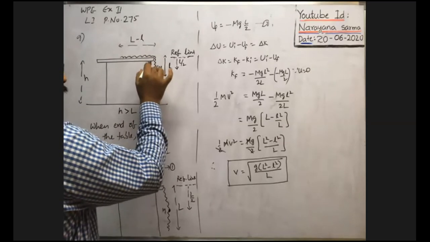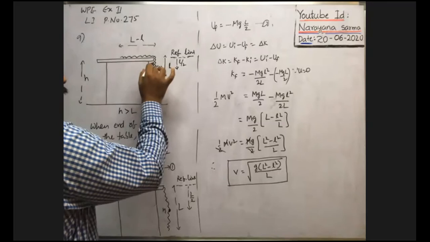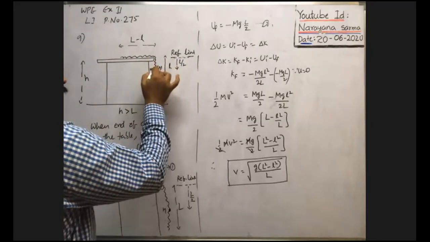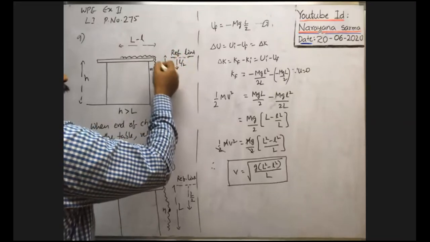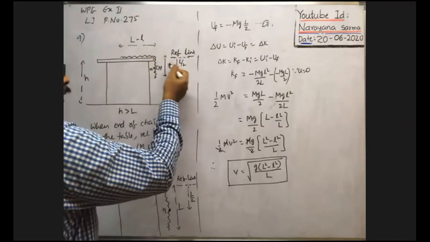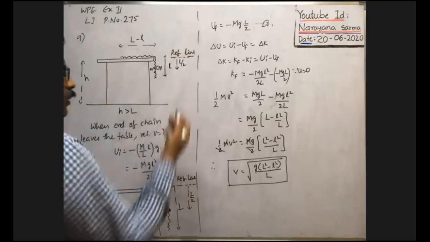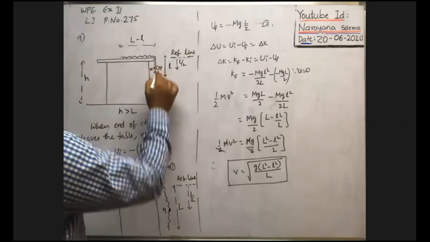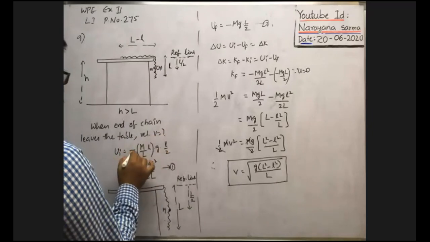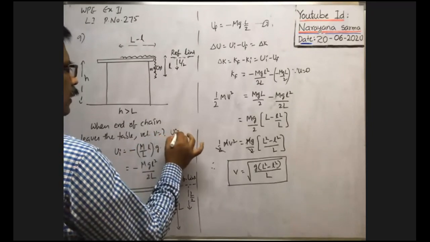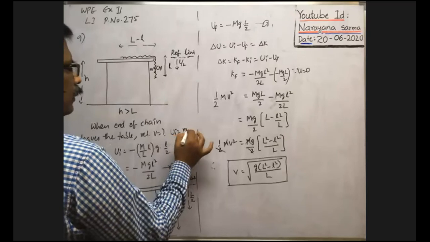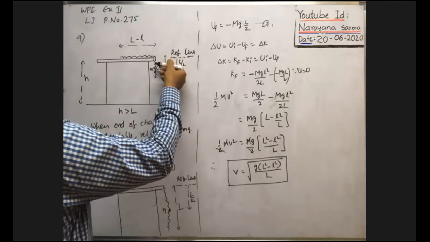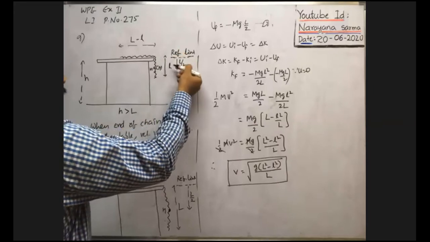Then what is the potential energy of this hanging part with respect to reference line? From the reference line, as the central mass of the hanging part is below the reference line, the potential energy for this is negative. If the central mass is above the reference line, potential energy is positive. That's why initial potential energy is equal to mass of this hanging part into g into distance of the central mass from the reference line, that is below, that is at a distance l by 2.